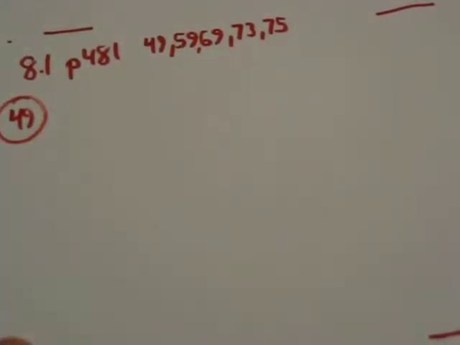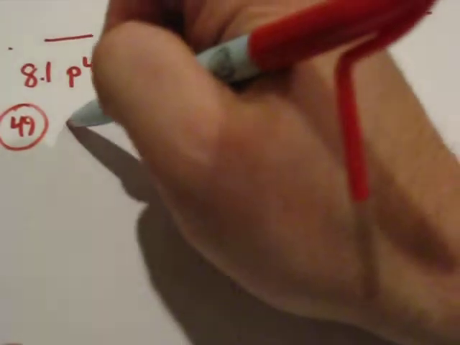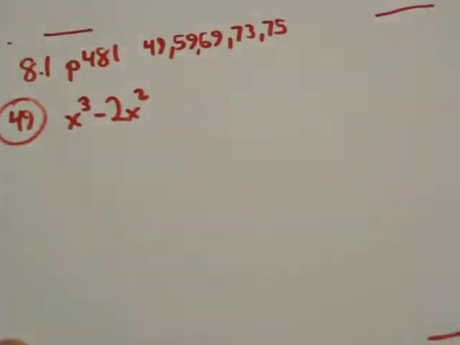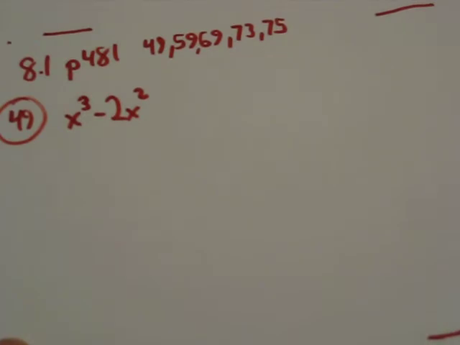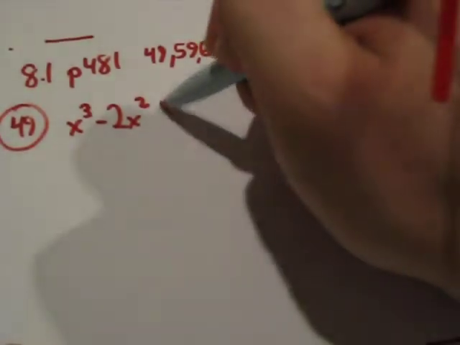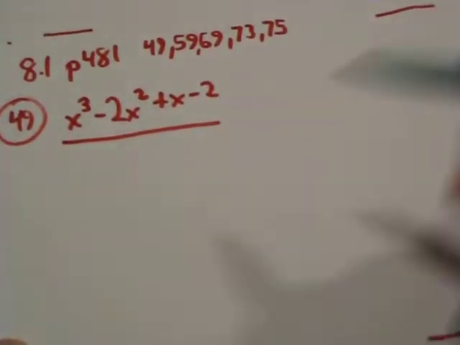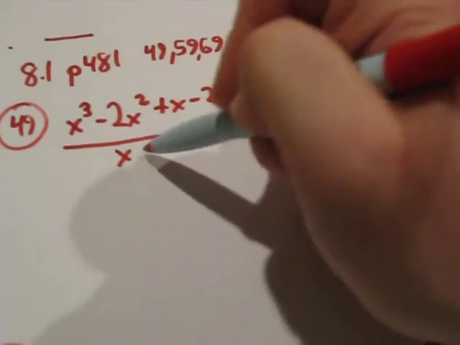Problem number 49 starts out with a polynomial of 4 terms. This is going to be x cubed minus 2x squared, and then we're going to take a look at plus x minus 2. And in the denominator, we're going to have just a binomial. That binomial is going to be x minus 2.